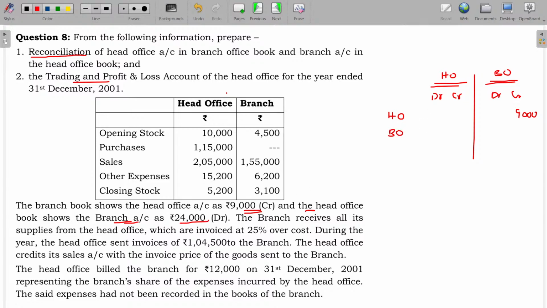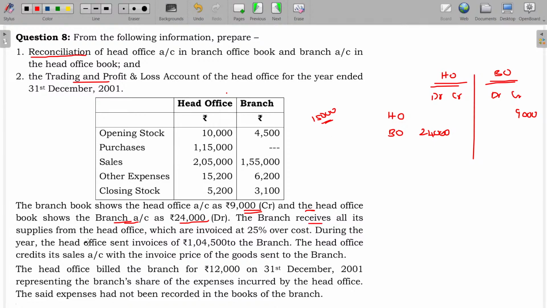For head office, branch office is the asset, like a current asset. For the branch office, HO will be like a current liability. These two values should match, but they do not match. So almost 15,000 difference is there. The non-matching value could be due to goods in transit, cash in transit, or proxy transactions.